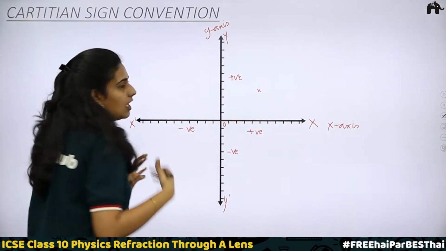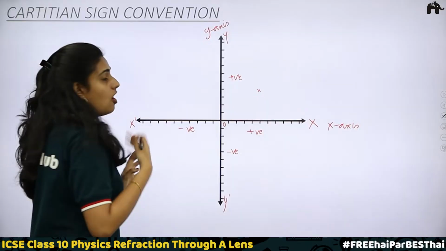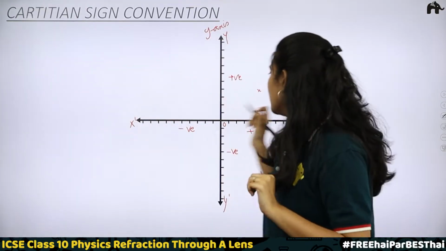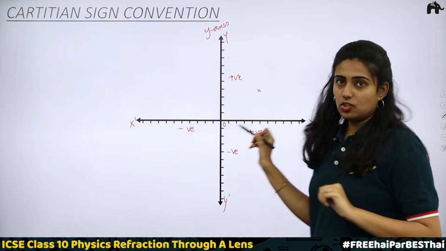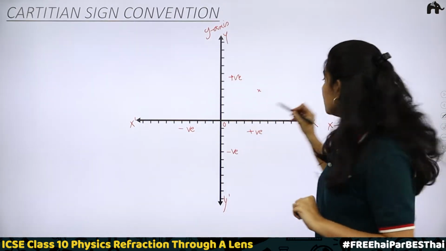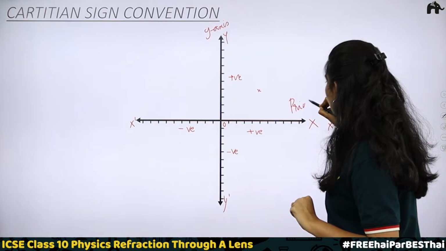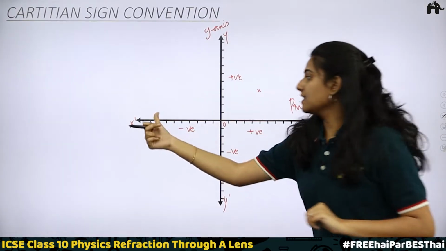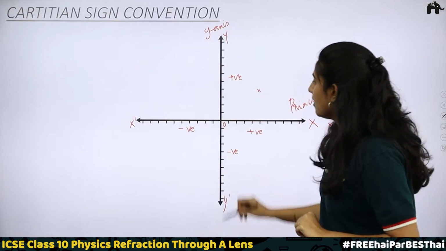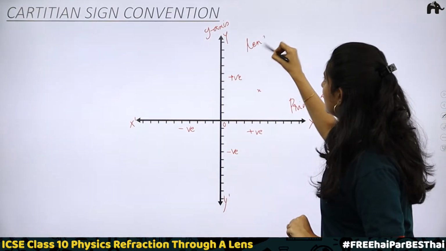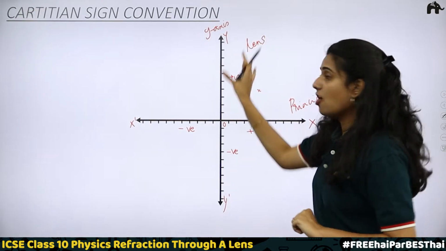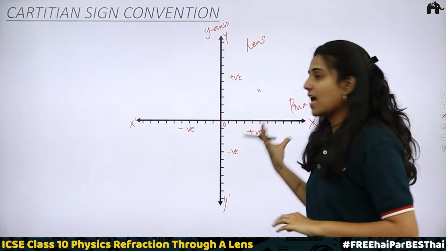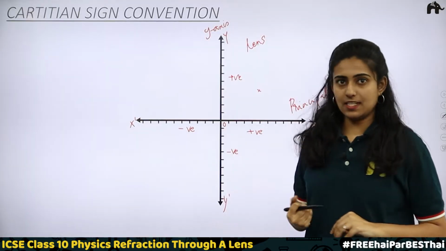Now when it comes to the cases of lenses or mirrors, how does it happen? Let us compare this. Here you have the x-axis, which is taken as the principal axis. The y-axis is taken as the lens. A concave or convex lens is along the y-axis. Depending on this, we have the sign convention, which we will be discussing now.